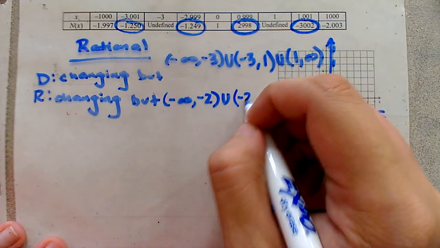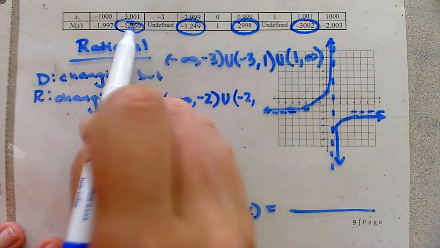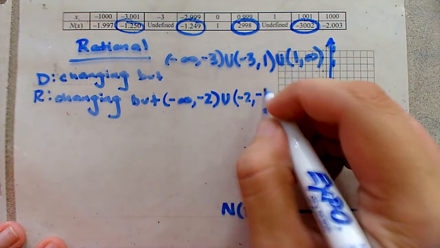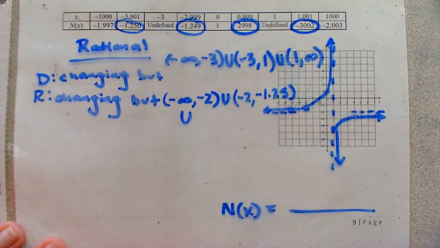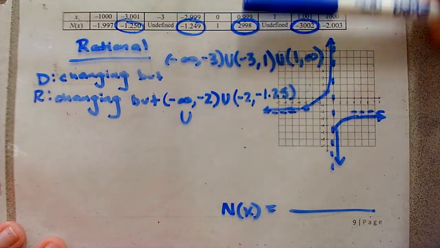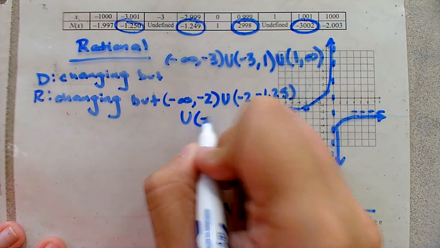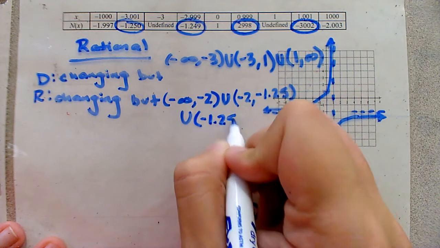Okay, we were able to determine that was roughly -1.25. And after that hole, we still have some graph that continues forever upwards. So we'll go from -1.25 to infinity.